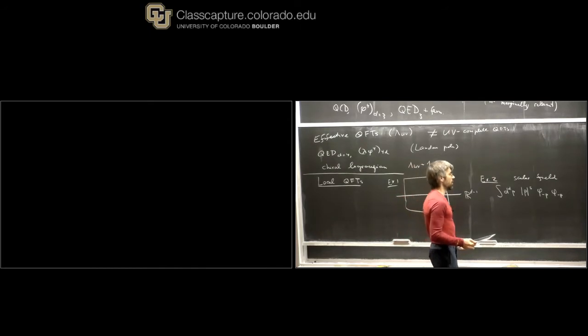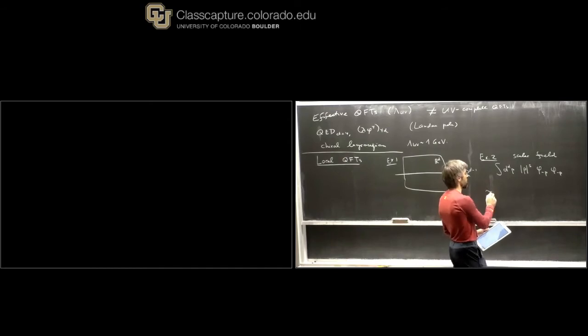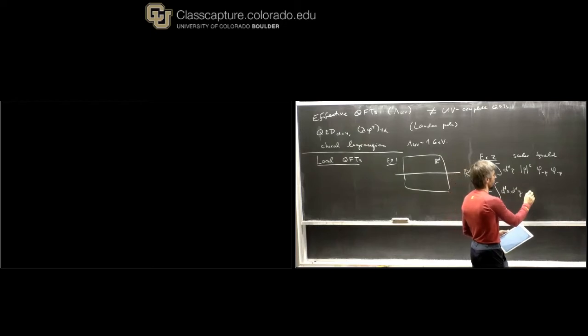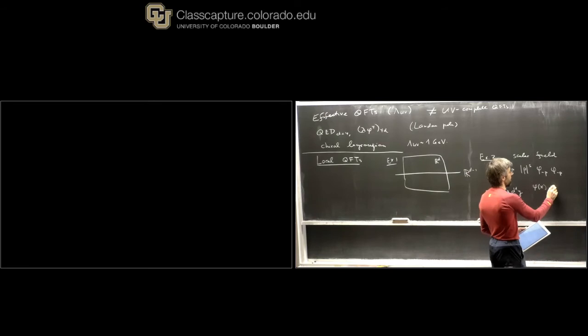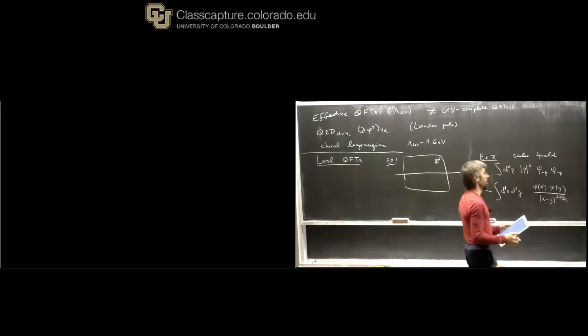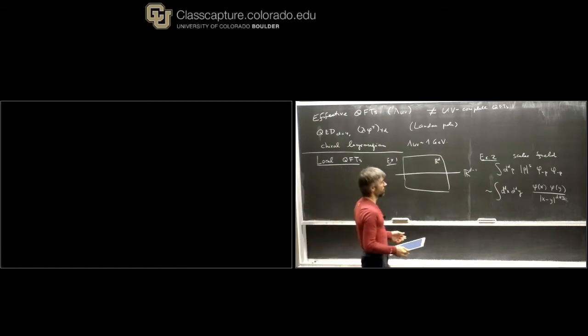And the way you see that it's non-local is very easy. You just rewrite this action in position space, and you see that in position space it looks like the integral of d^dx d^dy, up to some constant, phi of x, phi of y, over |x minus y| to the power d plus s. So this is clearly a non-local theory.